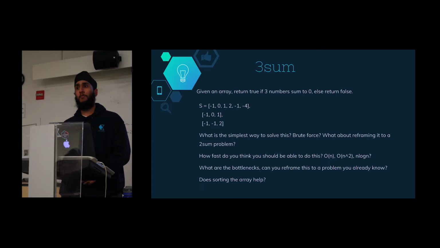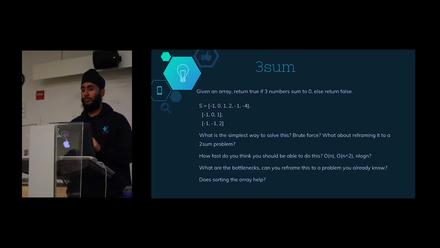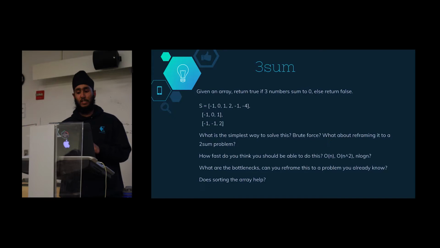But one thing that we did talk about is using maps, and this is after the maps. So you can probably get faster than n cubed using the idea of a map, right? So how fast do you think you should be able to do this? O of n seems a little ambitious. I don't know if it's possible. N squared, you're reducing a lot of lookups, so that seems like a good thing to shoot for. N log n, that's an interesting one.